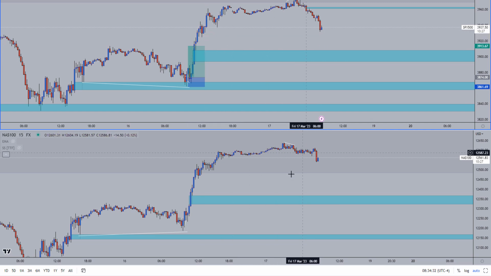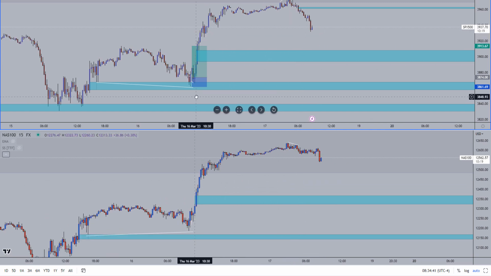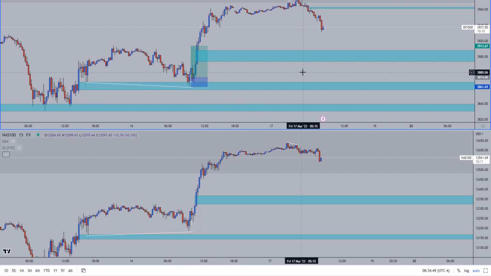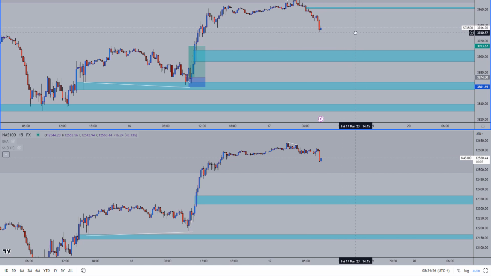This was the concept of SMT divergence. I will show more trades with this concept because it is something that I love trading as well. Besides my own trading strategies, I love trading this concept as well.